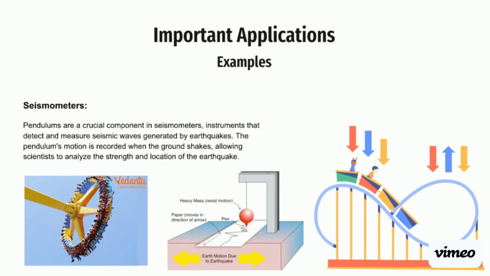They can be used as instruments that detect and measure seismic waves generated by earthquakes. The pendulum's motion is recorded when the ground shakes, allowing scientists to analyze the strength and location of the earthquake. And the reason I mentioned this is because currently there have been a lot of earthquakes around the world, especially right now. There's rumored to be one in Japan that they're bracing for.